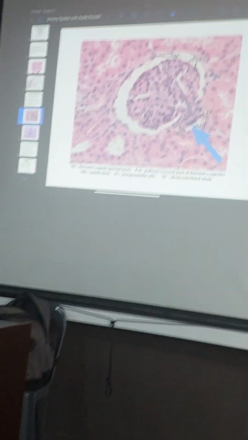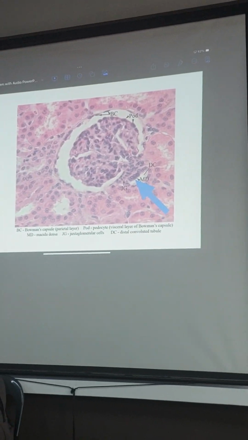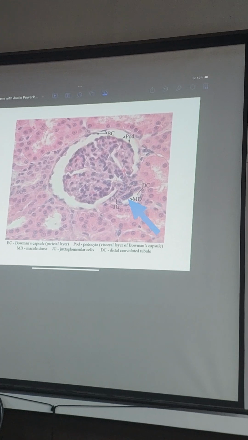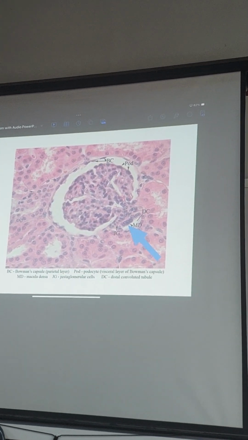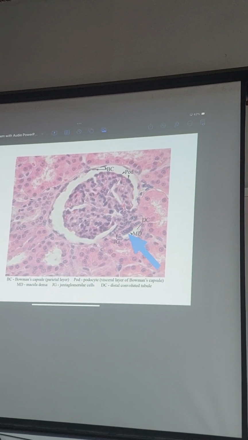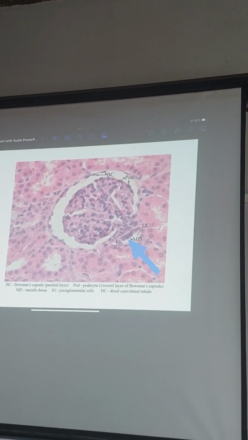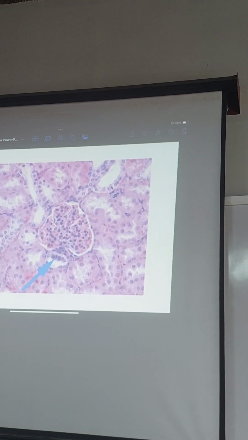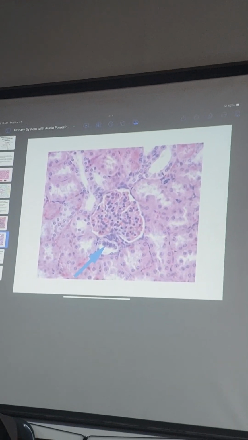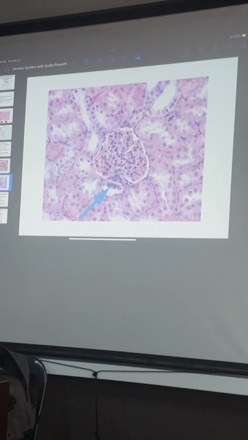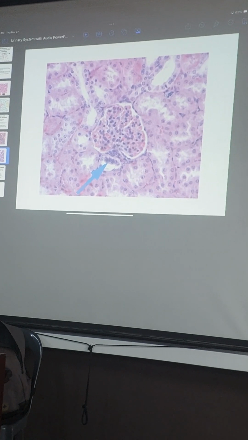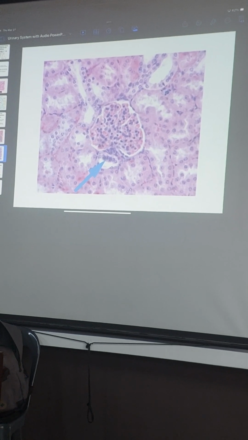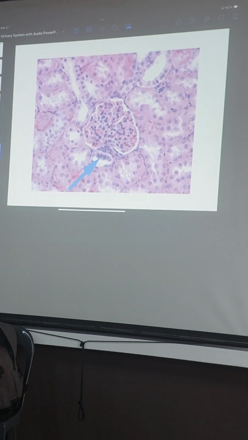Here. See this? The arrow? That's the macula densa. You see that tightly packed cluster of cells near the vascular pole of the glom in the distal convoluted tubule? That's your macula densa. Okay? Here's another picture. That one cluster of cells in the distal convoluted tubule. Okay? That's the macula densa. That one you can find. It might take a while because it has to be cut perfectly in the middle. But if you spend some time, you will be able to find it.